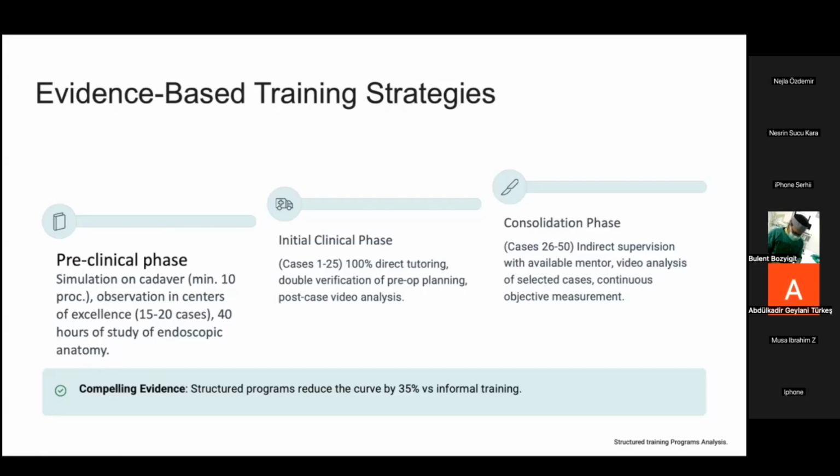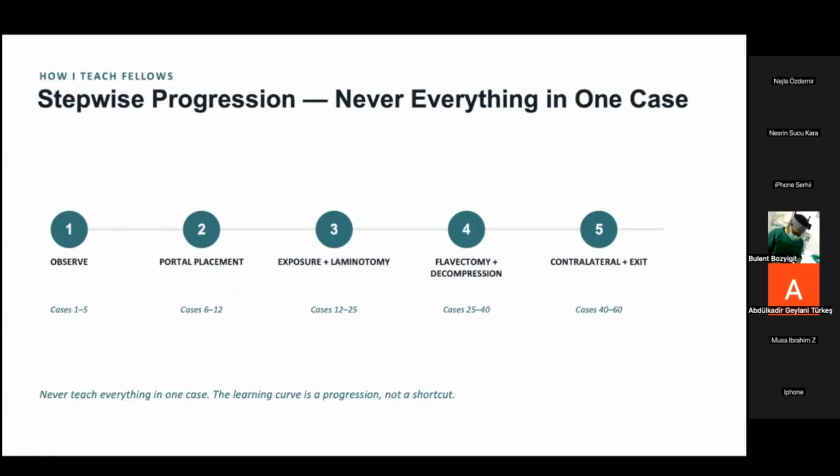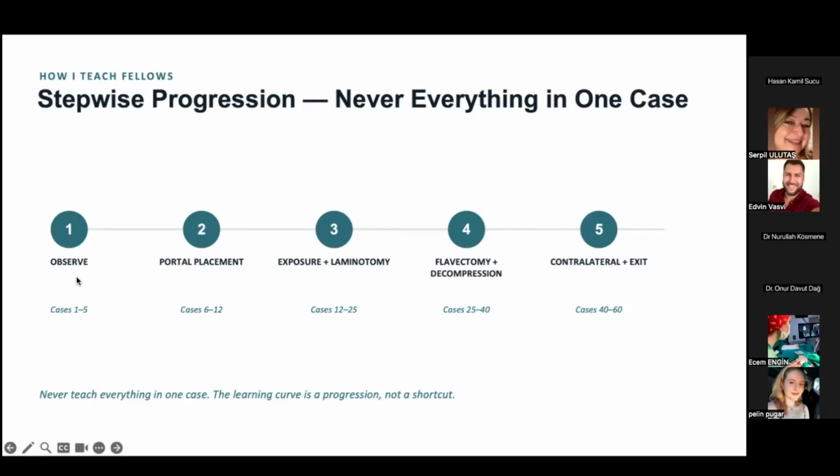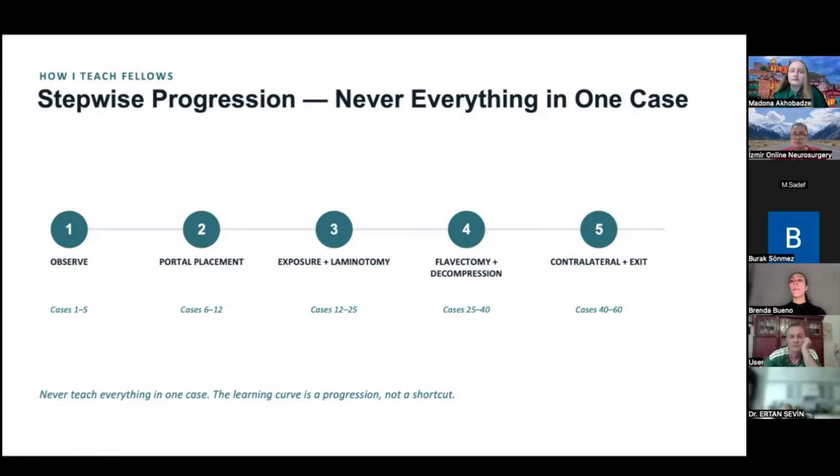And then there is the consolidation phase: you start doing it for yourself but have someone on phone or video call if you have some struggles. But in the first cases, don't try to do everything in one case. First of all, observe, see how the expert does it, recognize the structures, how they move the instruments, then you do portals. When you dominate the portals, advance to exposure, drilling, laminotomy, then decompression, contralateral, etc. This is the learning curve.